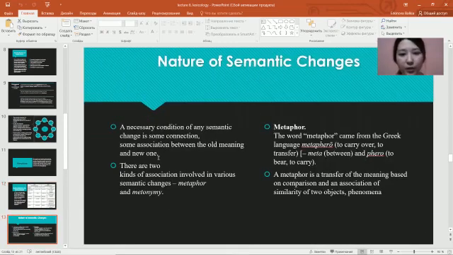Nature of semantic changes. A necessary condition of any semantic change is some connection, some association between the old meaning and the new one. There are two kinds of association involved in various semantic changes: metaphor and metonymy. Metaphor: the word came from the Greek word metaphora. It means to carry over or to transfer. Meta, between, and phero, to bear, to carry. A metaphor is a transfer of meaning based on comparison and an association of similarity of two objects or phenomena.